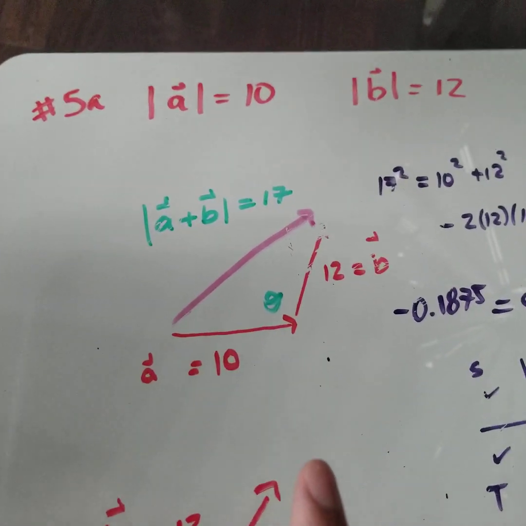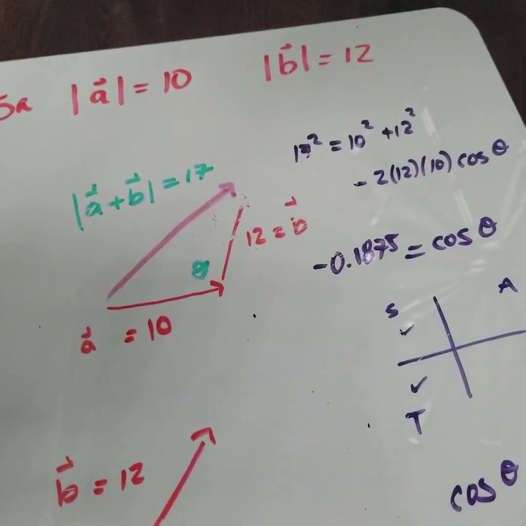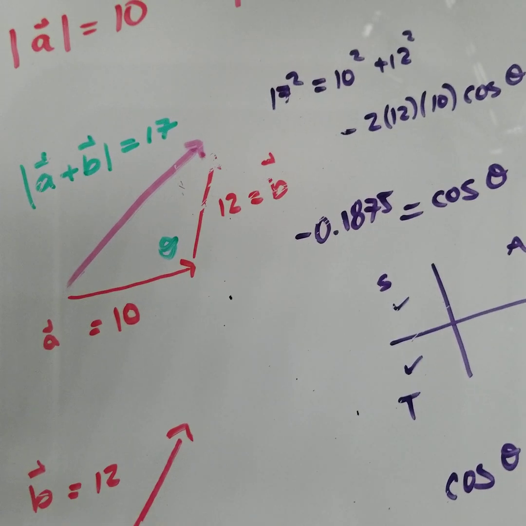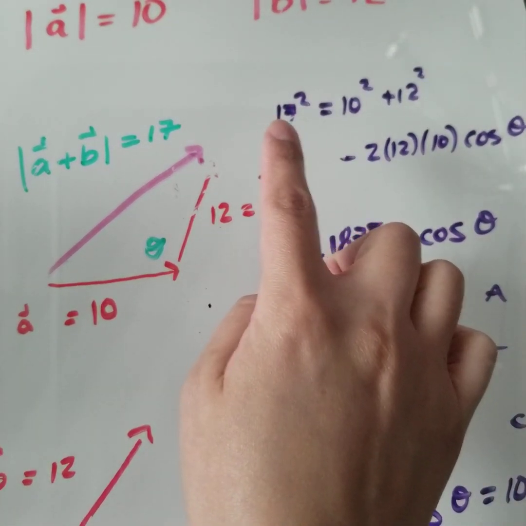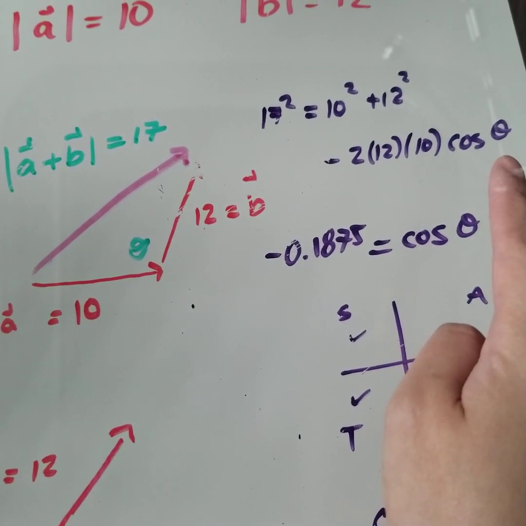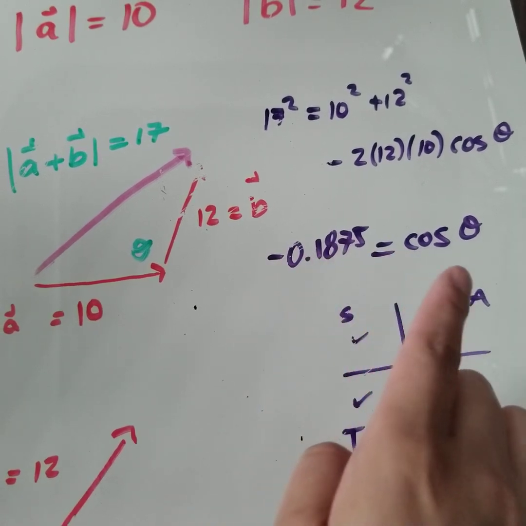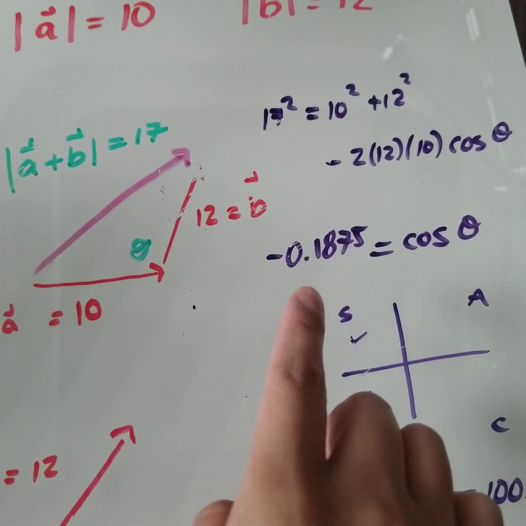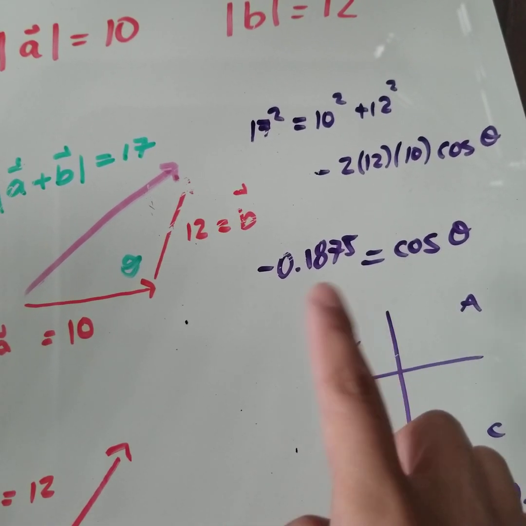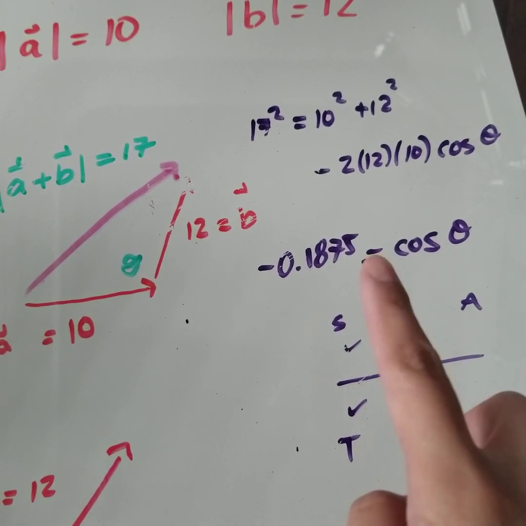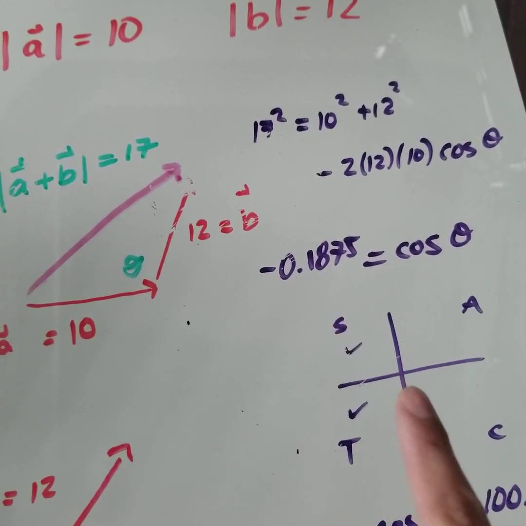So because of this triangle here, we're putting it into cosine law. So you have the corresponding side length for the angle that we're trying to find. We do this algebra, and then we get cosine theta is equal to negative 0.1875. You always want to round to 4 decimal places when you're doing trig, just because on your calculator, it's going to change significantly if you don't have those 4 values.